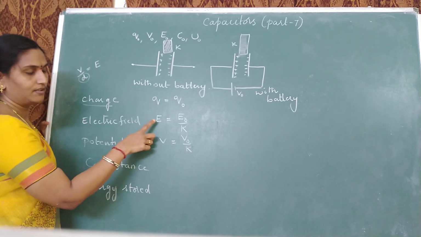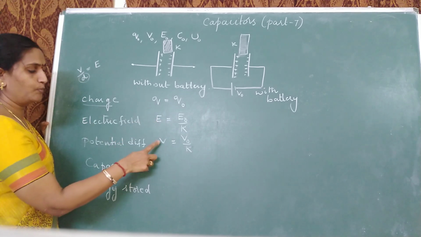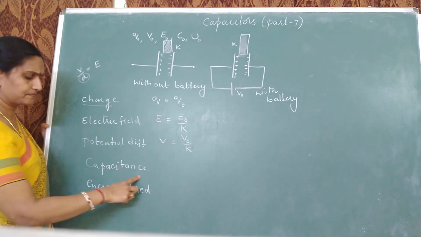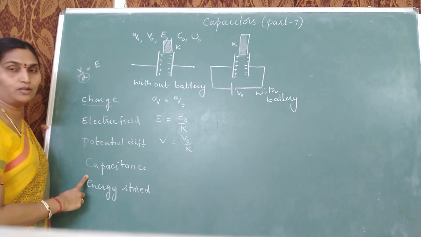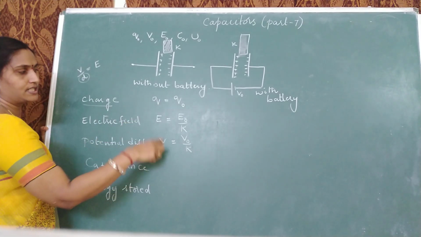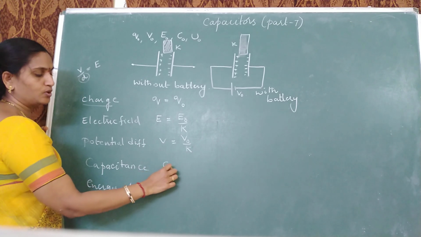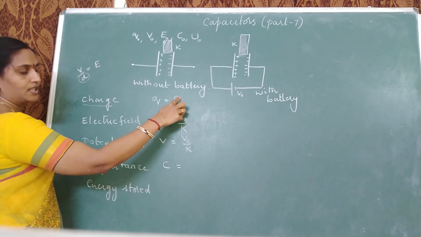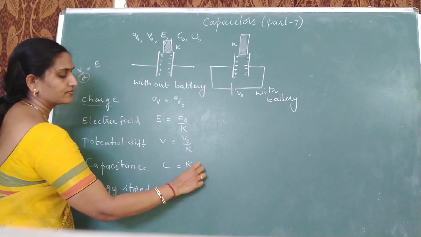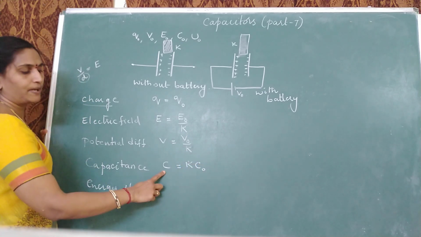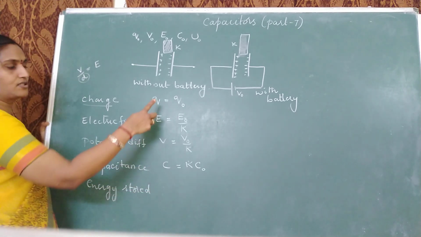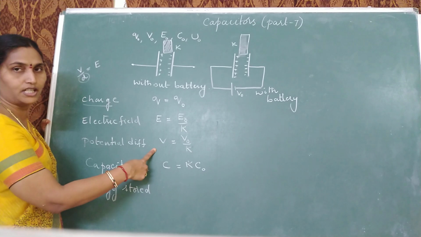Charge is constant, field is decreased, and potential difference is also decreased. Now once you know this, you can easily write what would happen to capacitance. Is capacitance Q by V? So divide the first and second relations. Q by V will give you new capacitance as Q naught by V naught by K, that is K times C naught. So capacitance has increased by K times, whereas charge is constant, field and potential have decreased.